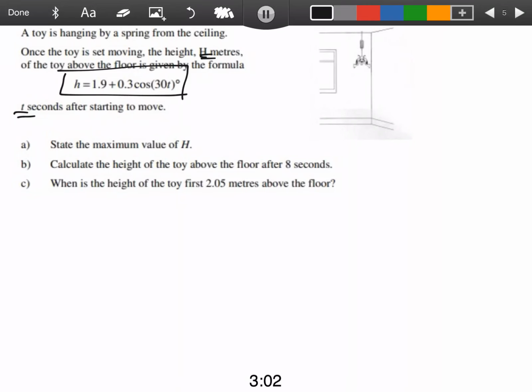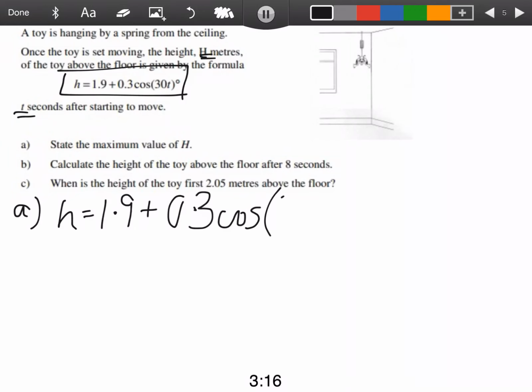Okay, so part A, what's the maximum value of h? So we've got this formula, h is equal to 1.9 plus 0.3 cos 30t. It says, what's the maximum value of the height? So the maximum value, well, we've already talked about this in the last slide. The maximum value that sine or cos can be is, what was it again? 1. So see that bit that I've underlined? Cos 30t. The maximum value that can ever be is the number 1.